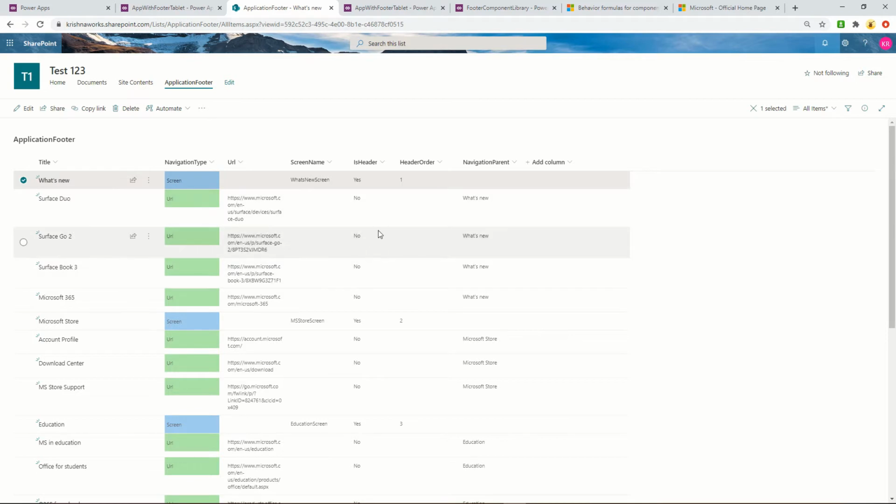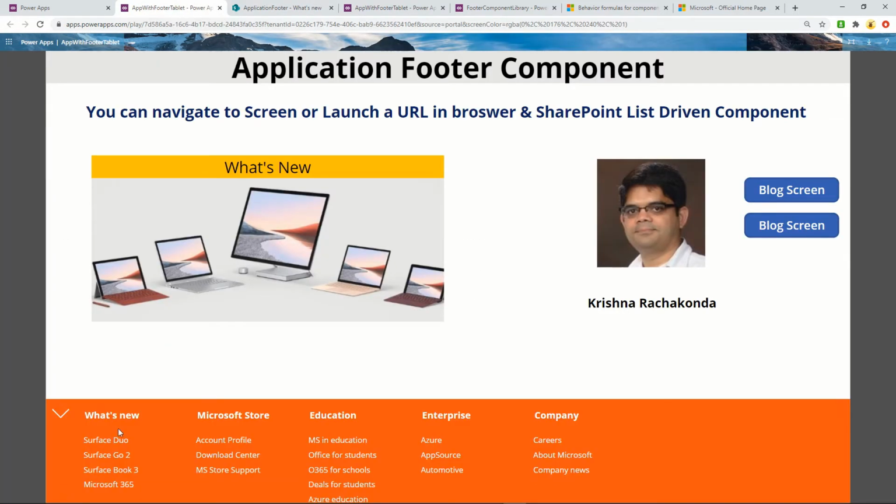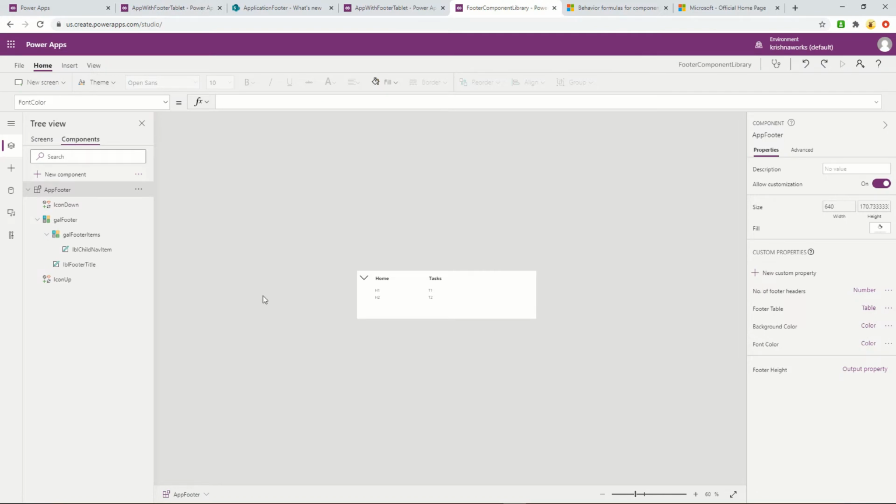In this case, the 4 items I put have What's New as the parent. That is why when I expanded it under What's New, we see these 4, because these 4 have the parent as What's New. Okay, so now we have seen the SharePoint list and how we are reading it. But I will show you the component code, how the component was created.